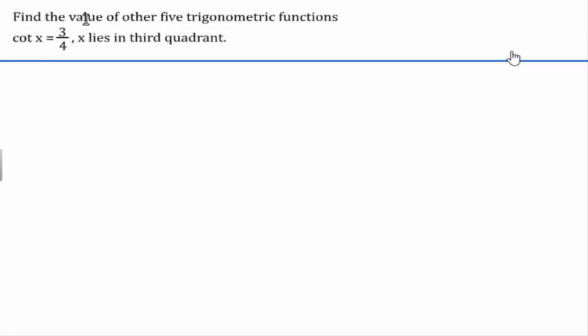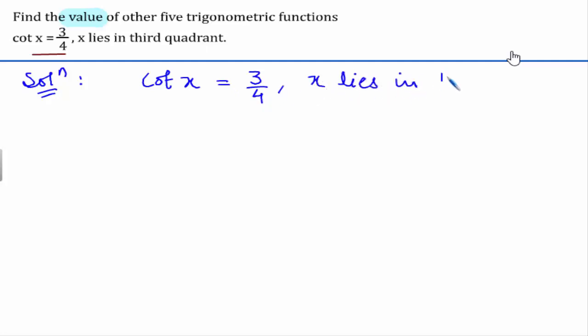In this question, we have to find the value of other 5 trigonometric functions, and one trigonometric function is given to us, that cot x is equal to 3 upon 4, where x lies in the third quadrant. Let's begin with the solution. Out of 6 trigonometric functions, we are given one trigonometric function cot x, whose value is 3 upon 4, and we are also given that x lies in the third quadrant.